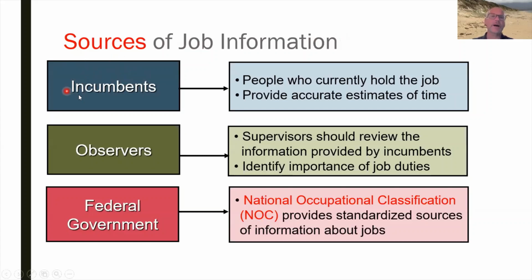Okay, failing that, where do you go? Well, the first is to incumbents. An incumbent is a fancy word for the employee, people who currently do the job. Probably the advantage of this is they usually can provide good estimates of the time it takes to do the various duties. Disadvantage of incumbents or employees is quite often it's difficult to be objective with your own job. You may think that you do this duty a lot, or you may think that this duty is really important, but whether it actually is may or may not be, right? So objectivity oftentimes is a difficulty in asking an incumbent for information about their job.